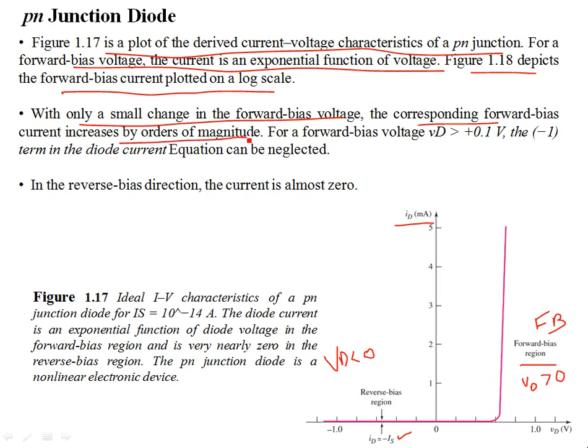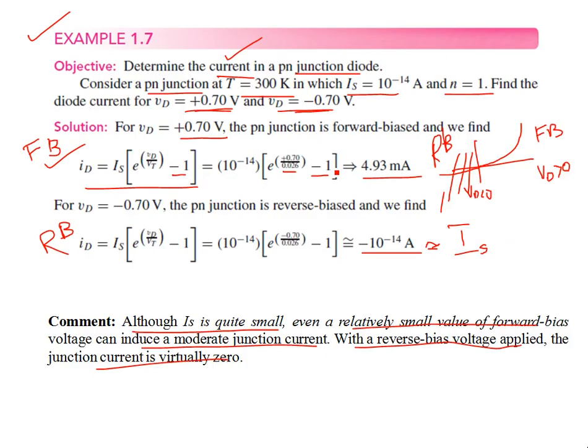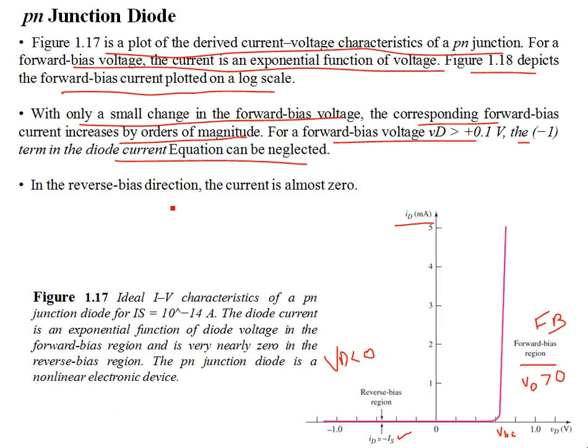So for a forward bias VD greater than 0.1, the minus 1 term in the diode current equation can be neglected. It's such a large current after the barrier potential VBI that you don't even need to consider this minus 1 term. It becomes significant in the forward bias region. In the reverse bias, the current is almost 0, which can be seen over here.